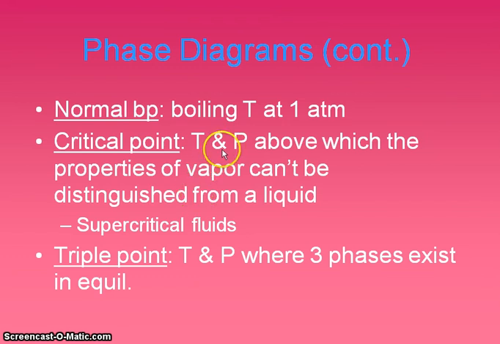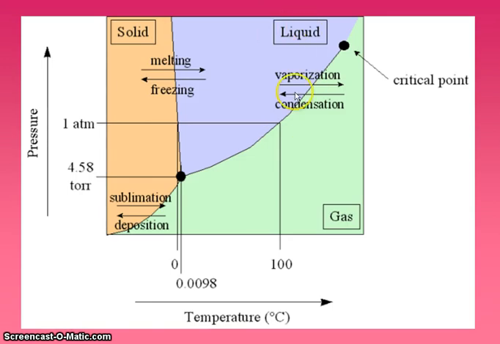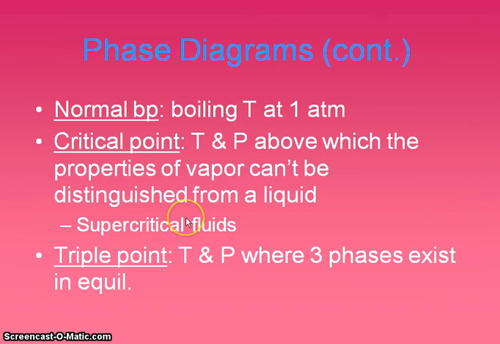The critical point is the point where above that temperature you can't tell whether it is a liquid or a gas. It is called a supercritical fluid. So this point right here at the end of the line between liquids and gases, anything above that temperature or pressure wise is no longer on the graph, and we can't distinguish the properties between those. So we just call it a supercritical fluid, which some of these have a really great ability to dissolve substances.